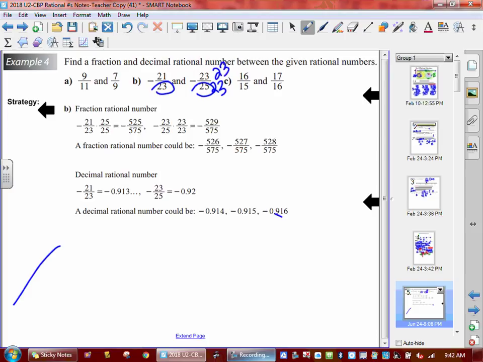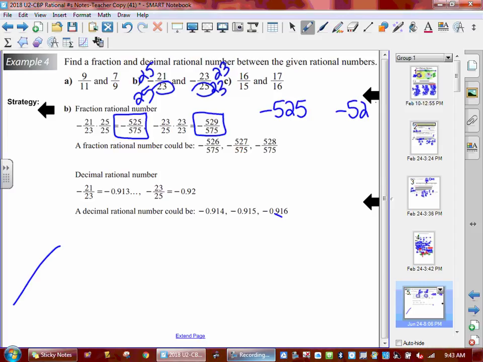Once you get your two new fractions, you get numbers that are going to be within a range. So we get the numbers right here. So we want numbers between negative 525 and negative 529. So what numbers fit in between there? Well, 526, 527, and 528. They all fit in between those two top numbers.